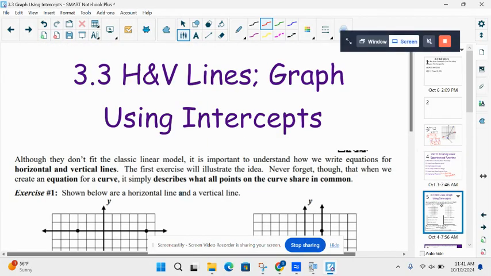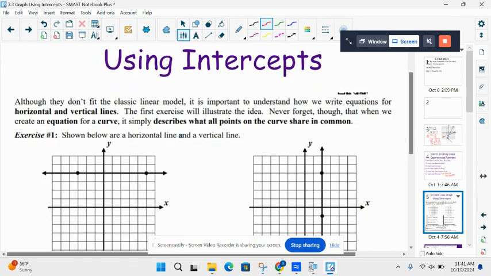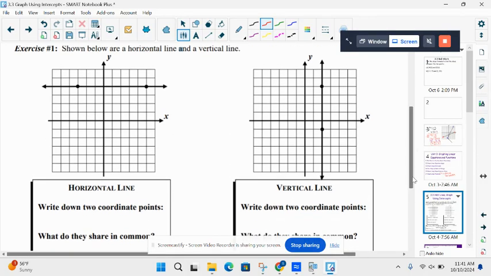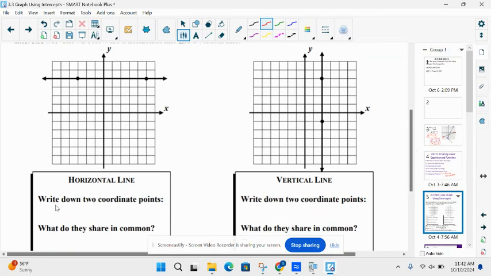All right, so in these notes, it calls vertical and horizontal lines strange lines because they're just different from a regular slanted line that we're used to. It says, although they don't fit the classic linear model, it's important to understand how do we write equations of horizontal and vertical lines. So here we're given a horizontal line and then a vertical line. The first thing they ask us to do is write down 2 coordinate points. So we'll write down the coordinate points that are shown.